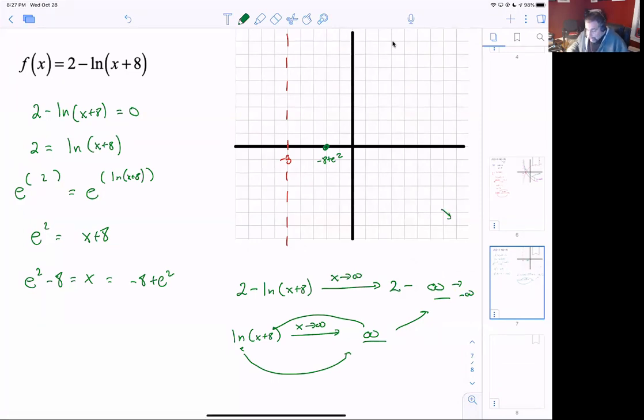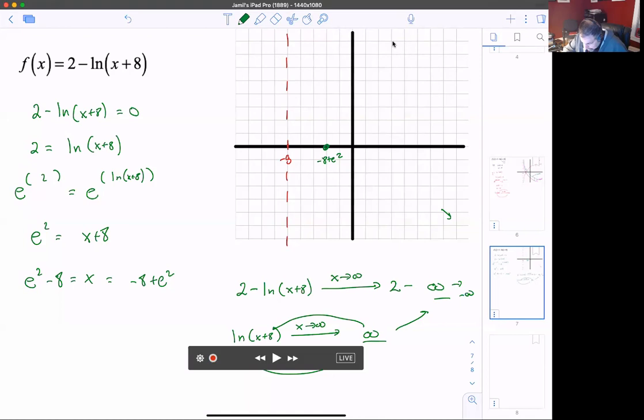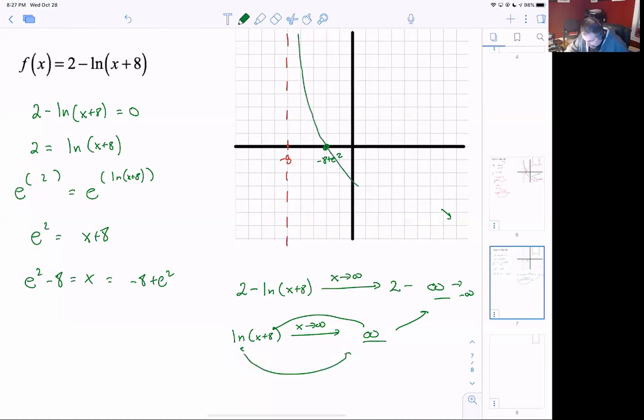So now, when we go to graph this function, it's going to go from the top of the asymptote, it's going to hit our x-intercept, and it's going to go down in this direction. Okay, you could still find the y-intercept for this guy. Finding the y-intercept just says, hey, let's plug in 0 for x. If we find the y-intercept, what we're going to end up with is 2 minus the natural log of 0 plus 8. That's going to be 2 minus the natural log of 8. That can be labeled right there, 2 minus the ln of 8.